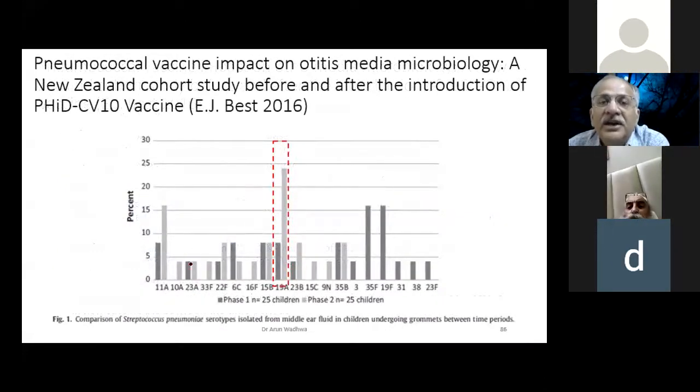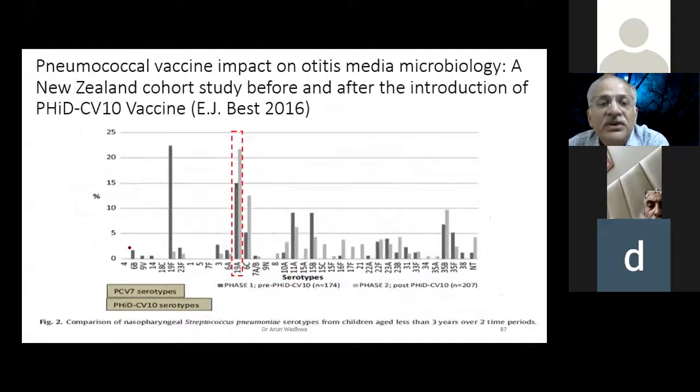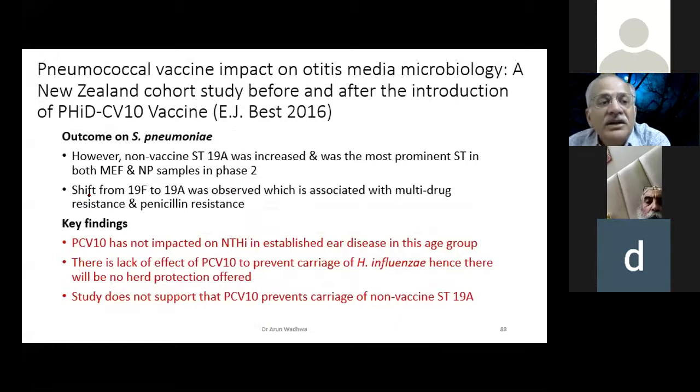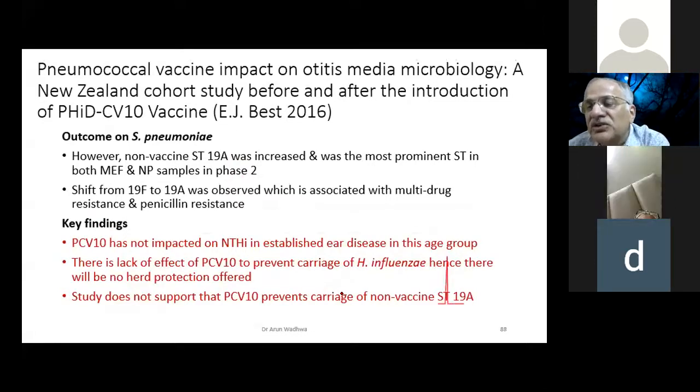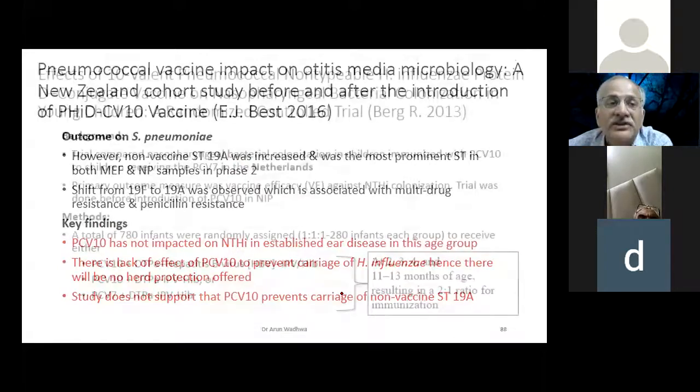Again, here they showed that the incidence of 19A increased after the PCV10 was introduced. This was in the nasopharyngeal carriage. They found that PCV10 did not impact the NTHI in the established ear disease. There was lack of effect of PCV10 on the nasopharyngeal carriage. The study does not support that PCV10 prevents the carriage of the non-vaccine serotype 19A. So there were two things they found: it did not reduce NTHI and did not reduce 19A. In fact, it increased.